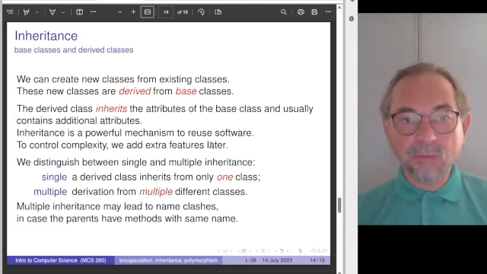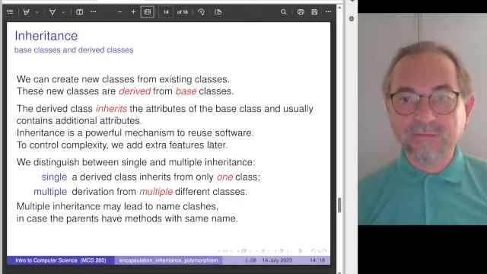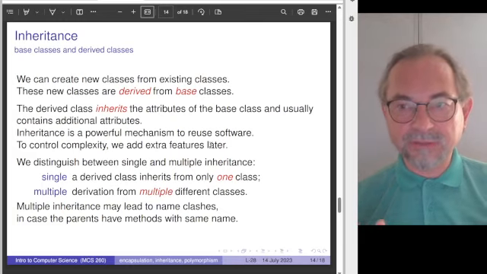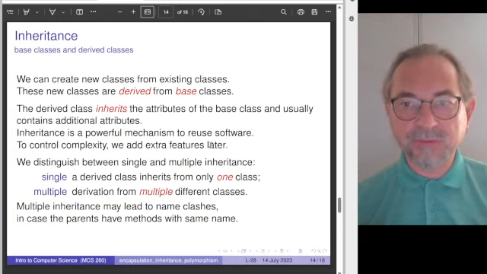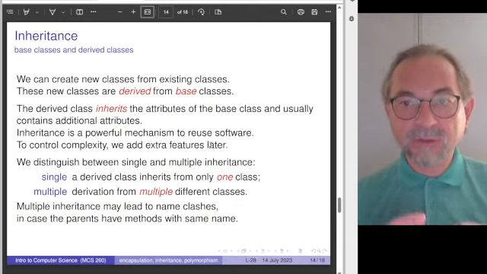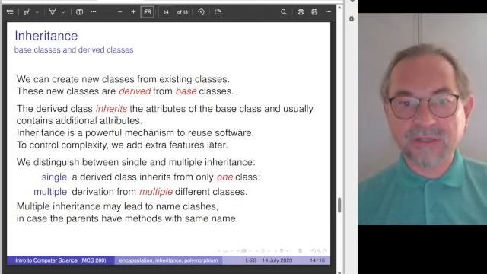We make new classes from existing classes. This is a very nice tool to build complex programs in a very gradual fashion. You can decide first on a basic prototype with limited functionality, but then you can extend by inheriting from your prototype. So you can make new classes, you derive classes from base classes.